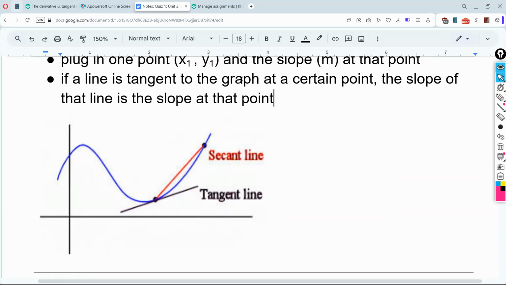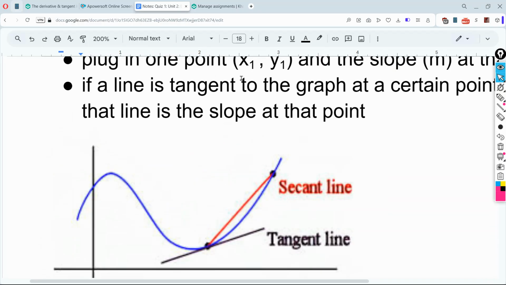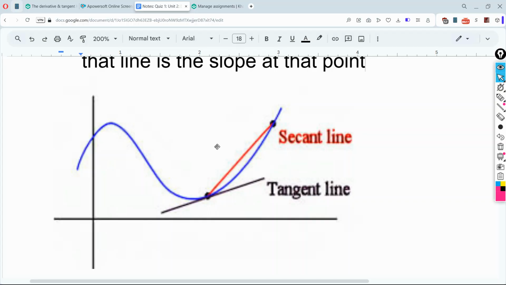So if you recall the other exercise, we did the secant line. Okay, you could see the secant line intersects the curve at two points and is basically the average slope between those two points. The tangent line only intersects the curve once, and the tangent line is intersecting at that point. The slope of the tangent line is the slope at that point.